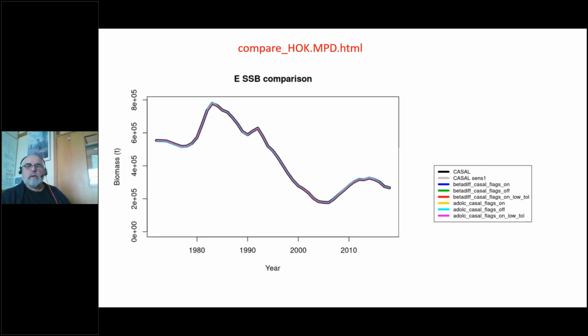So here's a comparison with CASAL and CASAL2, and you can see over on the right here, the black and the grey line is the CASAL results, and then there's all these other results with CASAL2 using BetaDiff or ADOL-C with various flags on. So to do comparisons properly with CASAL, there are some flags in CASAL2 that do exactly the same calculation as done in CASAL.